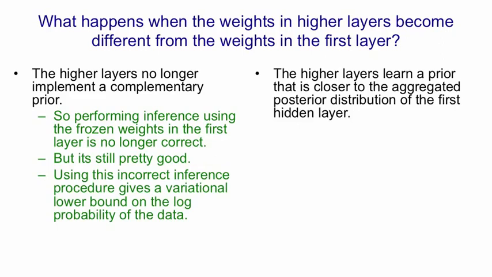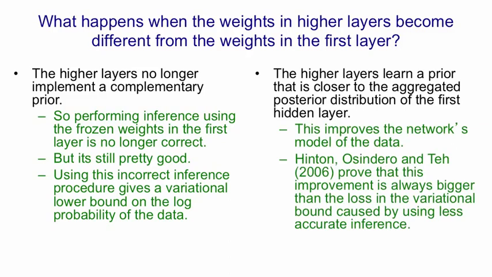The higher layers have changed because they've learned a prior for the bottom hidden layer that's closer to the aggregated posterior distribution, and that makes the model better. So changing the hidden weights makes the inference that we're doing at the bottom hidden layer incorrect, but gives us a better model. And if you look at those two effects, we proved that the improvement that you get in the variational bound from having a better model is always greater than the loss that you get from inference being slightly incorrect. So in this variational bound, you win when you learn the weights in higher layers, assuming you do it with correct maximum likelihood learning.